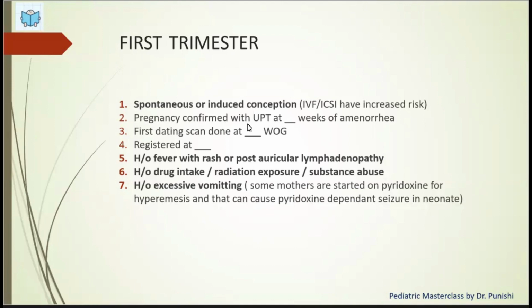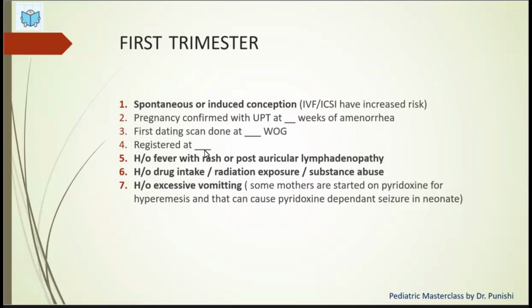Pregnancy was confirmed with a urine pregnancy test, let's say at 8 weeks of amenorrhea. The first dating scan was done at 10 weeks. The first dating scan is important because it is the most accurate in terms of telling you the age and the expected date of delivery. So to calculate whether the child was born preterm, term, or post-term, the first dating scan is very helpful.